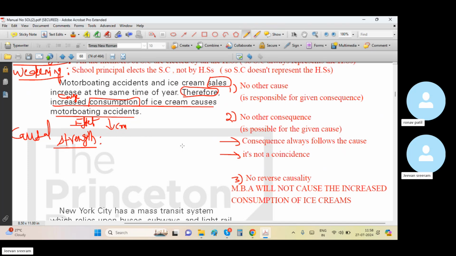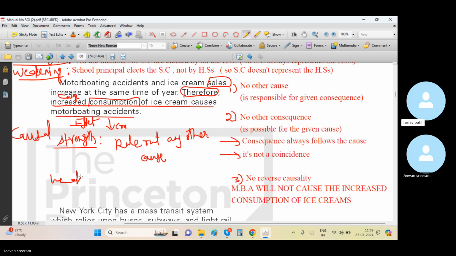Right, that's how you can strengthen. And if you come up with any other cause, that actually weakens. If you rule out any other cause, you dismiss any other cause from consideration. What does that mean? You are supporting the given cause.